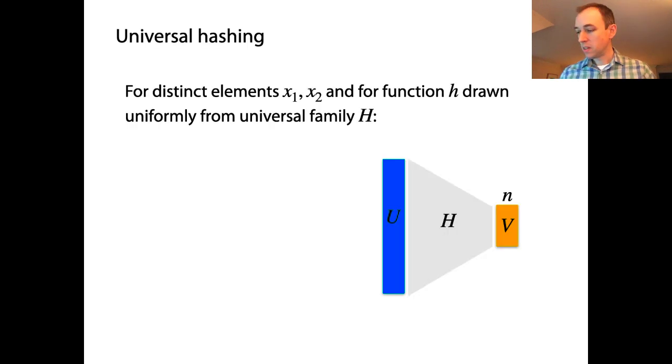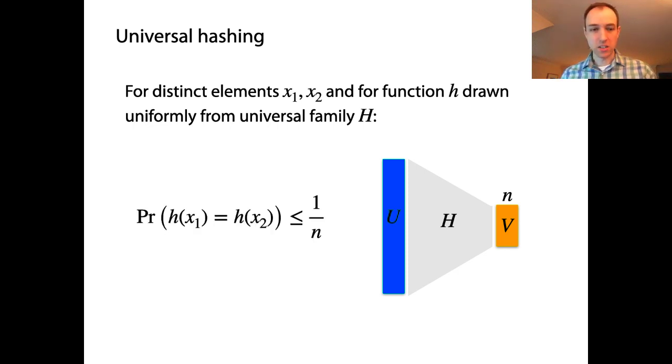Okay, so let's review that in universal hashing we would like it to be the case that for distinct elements x1 and x2 not equal to each other, and for this function little h that we've drawn from the universal family that we call big H, we want the probability that x1 and x2 map to the same bucket, that the hash values for x1 and x2 are the same, to be upper bounded by 1 over n, the number of distinct buckets in the hash table, or just basically the range of the hash function.